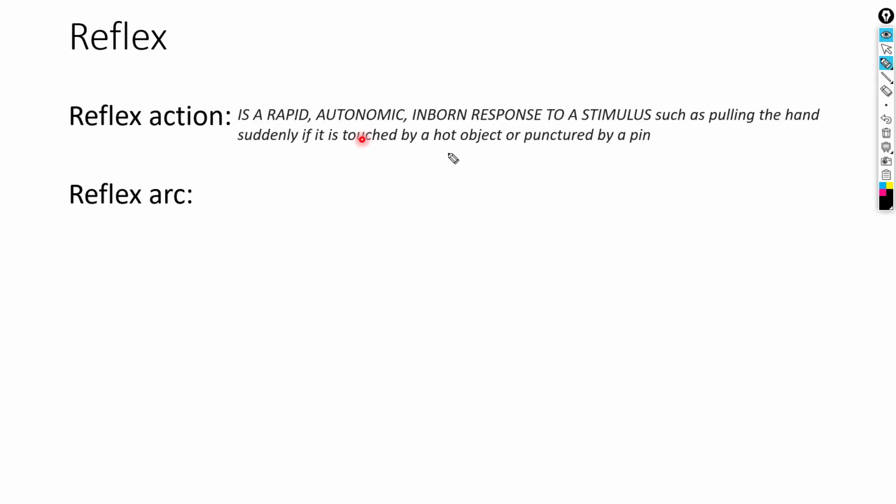Now the reflex is not fully controlled by the brain, it is controlled by the spinal cord. There are two terms that we need to know: the reflex action and the reflex arc. Learners sometimes get confused with these two. The reflex action is a rapid, automatic, inborn response to a stimulus, such as pulling the hand away suddenly if it is touched by a hot object or punctured by a pen. So a reflex action is an action which is done quickly by the body.